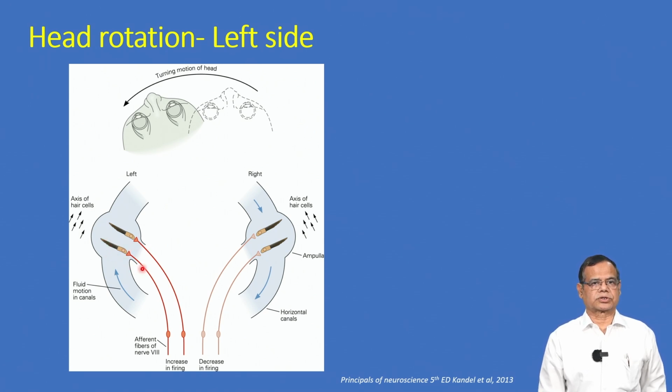The hair cells of the left side, when I am moving the head towards the left side, the endolymph is moving to the opposite side. The same is happening to the right side. The endolymph is moving to the opposite side. From the base of the hair cells, the nerve fibers are coming and they form the vestibular nerve. Here is the ganglion of the vestibular nerve, which is called Scarpa's ganglion.